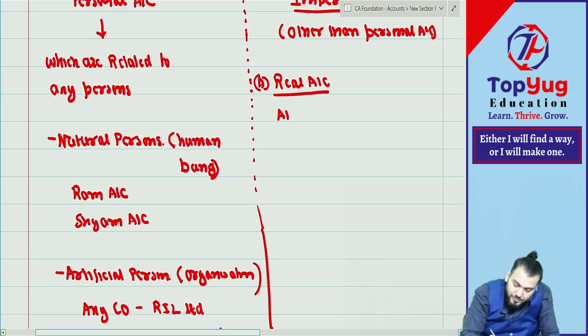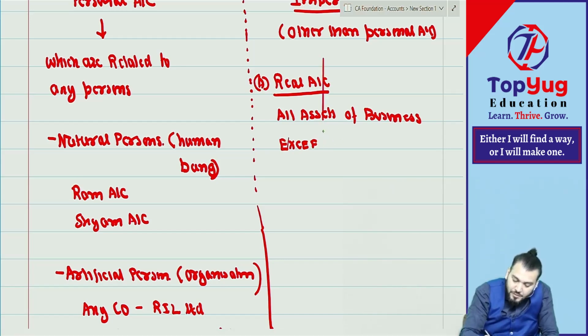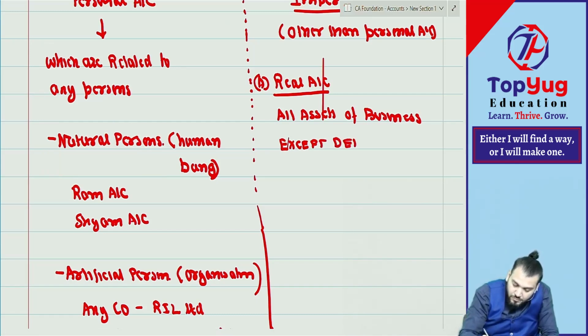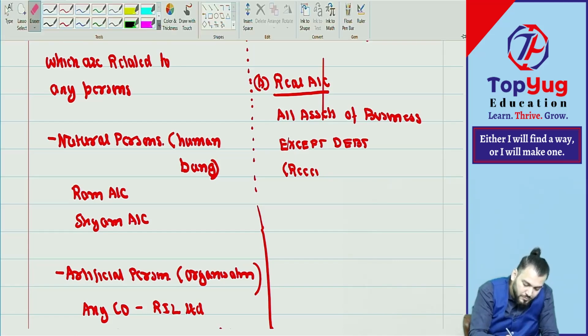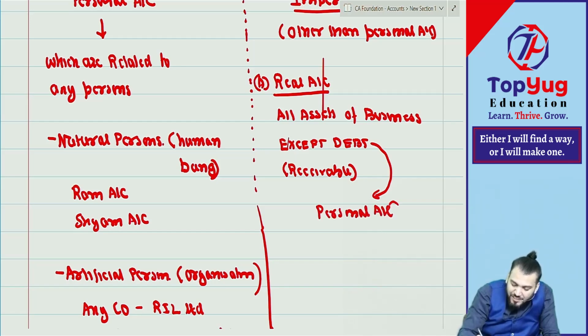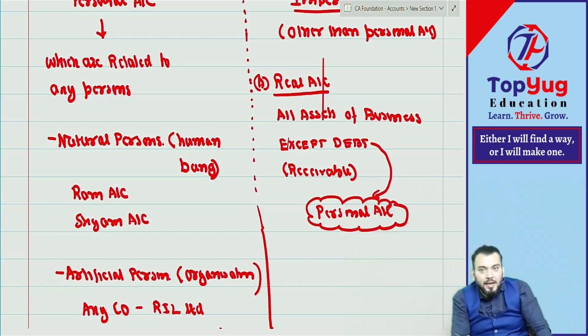So you can say real account means, write down, all assets of business except, in bracket, receivable. These are personal accounts. Already we discussed customer account. Customer account means debtor, and debtor is a personal account. Have you understood this point?